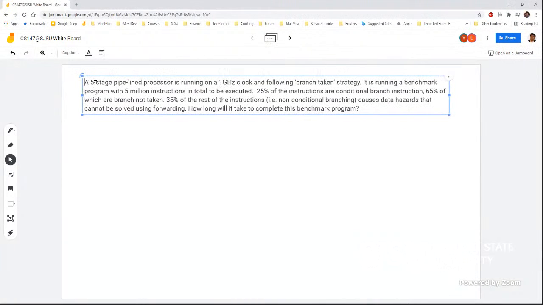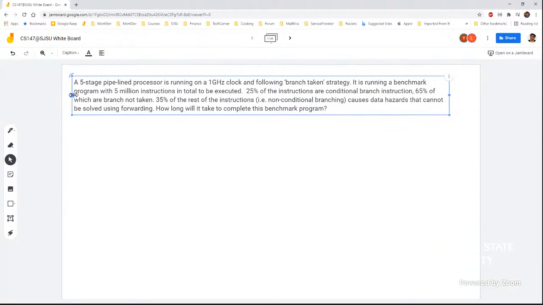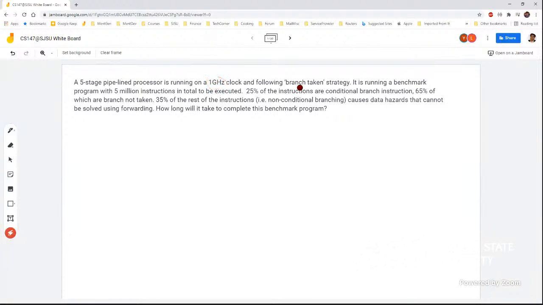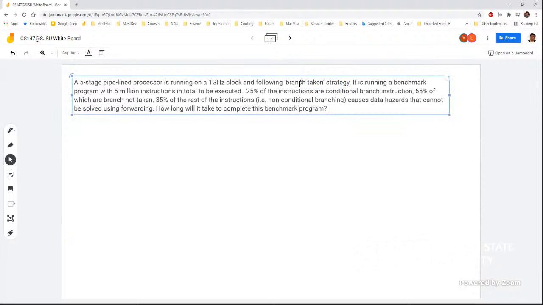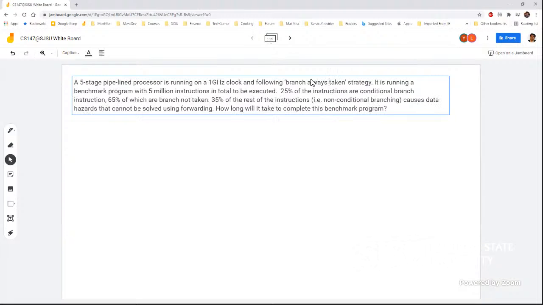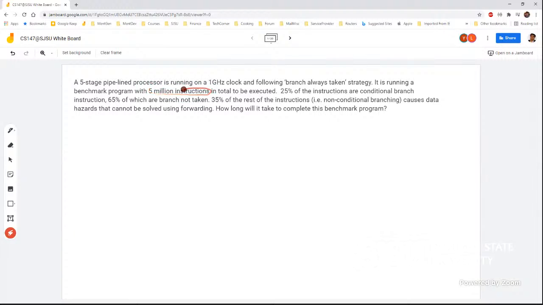Okay, let's talk about this problem now. A 5-stage pipeline-based processor is running on a 1 gigahertz clock, and it's following the branch always taken strategy. Let me just make sure that we got it. Now it is running a benchmark program with 5 million instructions in total to be executed. And 25%, a quarter of the instructions, are conditional branch instructions. Out of those branch instructions, 65% are not taken.